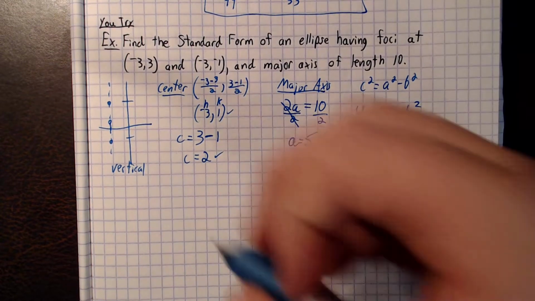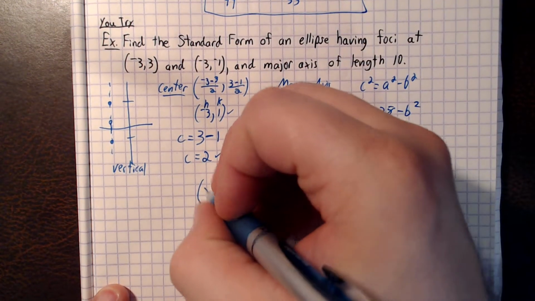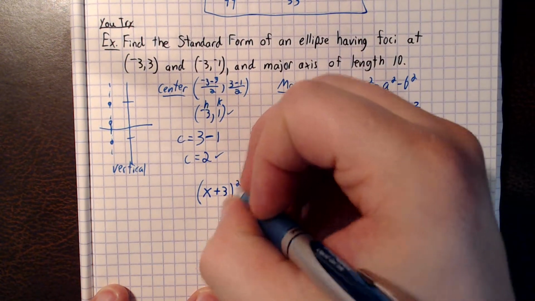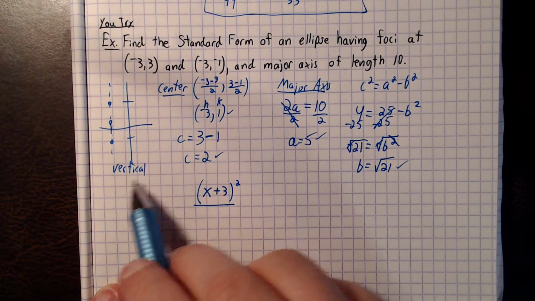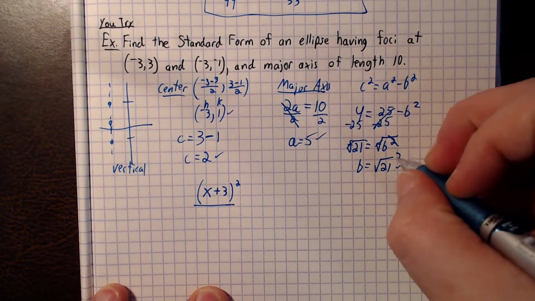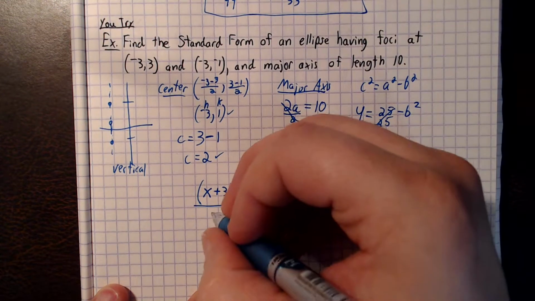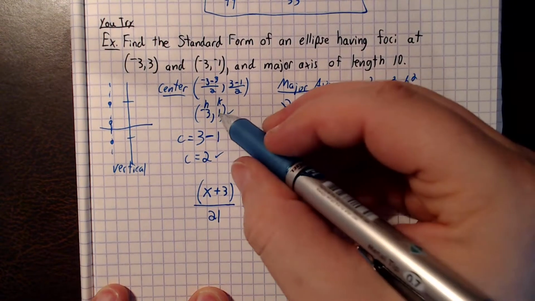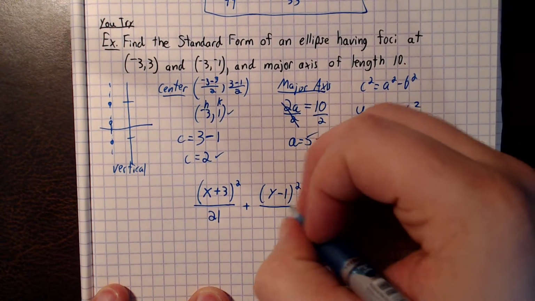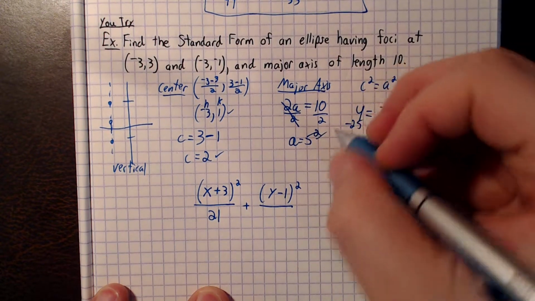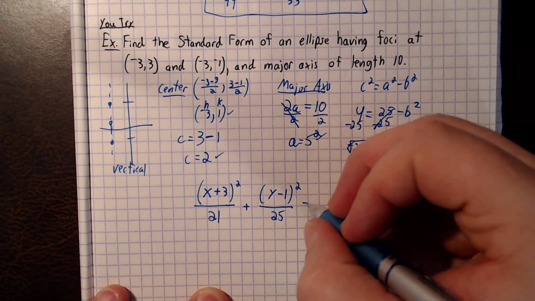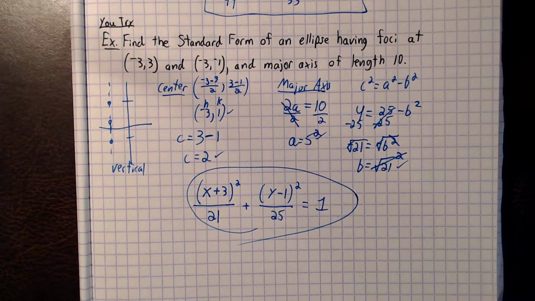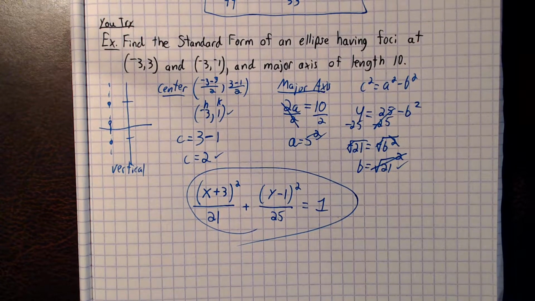So when we write this, we want to have x minus h, so that should become x plus 3 squared. But because it's vertical, we want the b value squared to be underneath. So 21. Then we've got y minus k, which is y minus 1 squared. We want our a value squared, so 5 squared is 25, and that's always going to be equal to 1. Hopefully you got that.